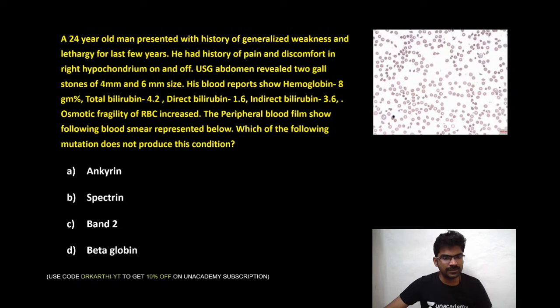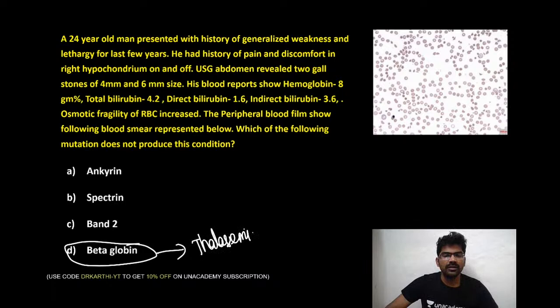So look at this, beta globin. Beta globin is in the hemoglobin, right? Beta globin is the hemoglobin. So beta globin defect will lead to what? It will lead to thalassemia, sickle cell anemia, all these things, right? So the qualitative defect and the quantitative defect can happen. Hi Seshagopalan, good evening. Qualitative defect of beta globin will lead to diseases like sickle cell anemia. Quantitative will lead to disorders like thalassemia, right?